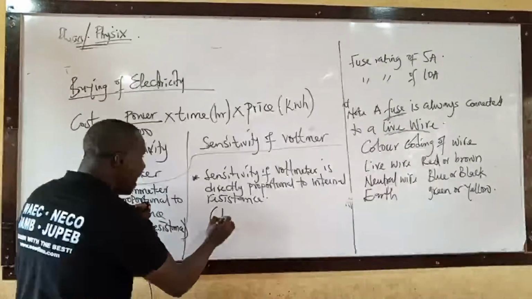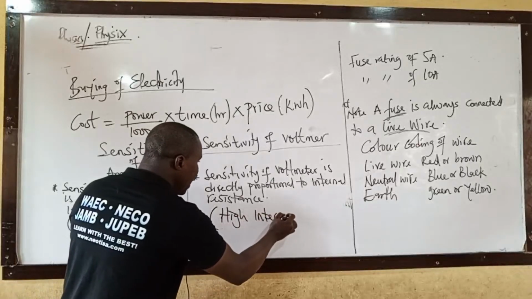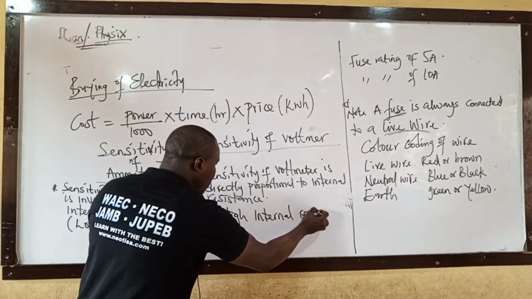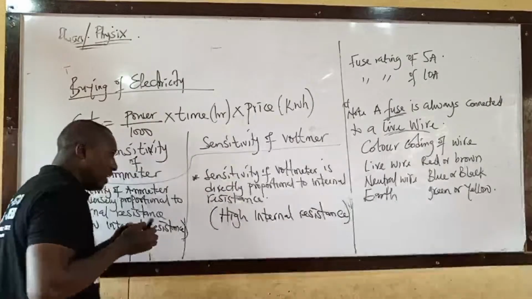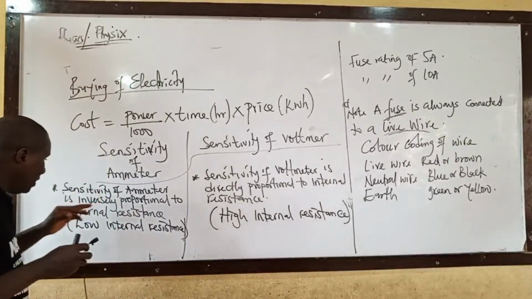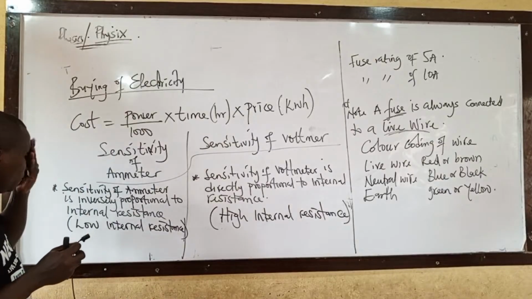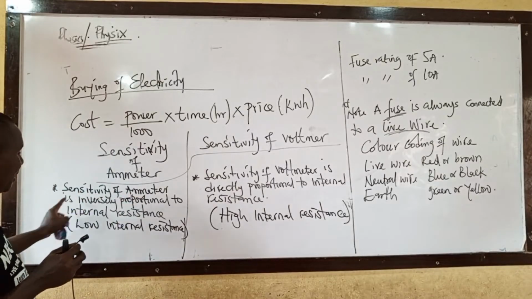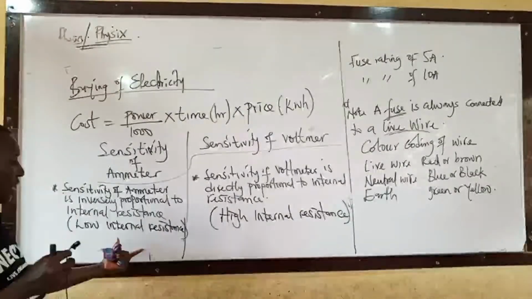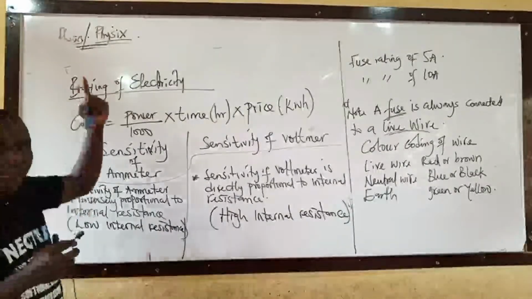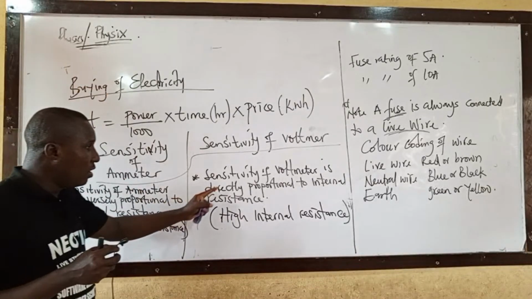This one requires high internal resistance. I made a mistake in the last class, which I saw, and I need to correct that. Take note, sensitivity of ammeter: low internal resistance will bring about high sensitivity of ammeter.